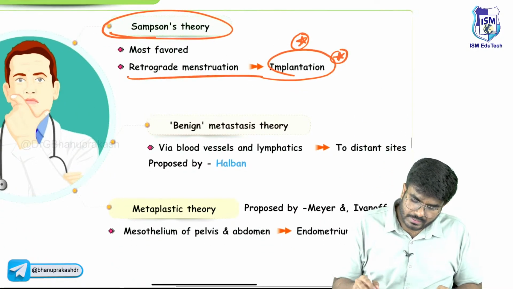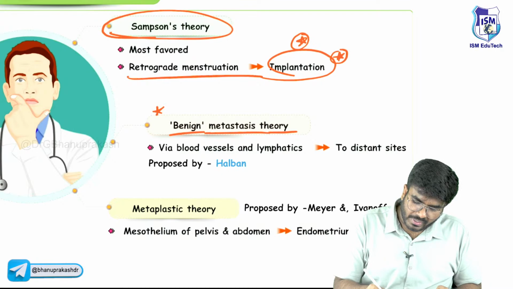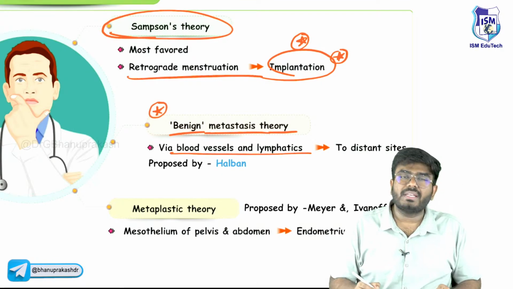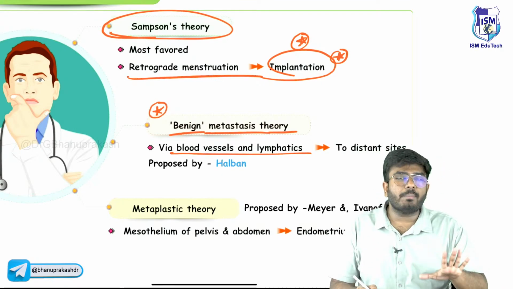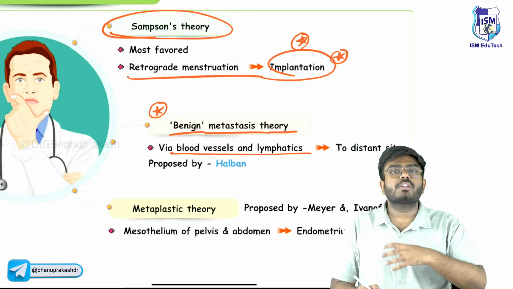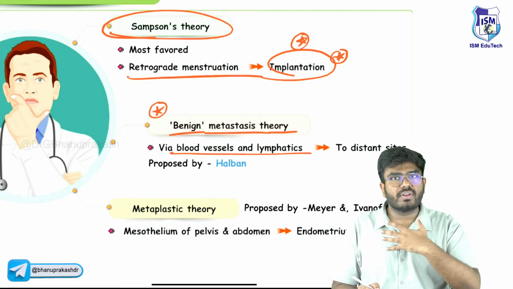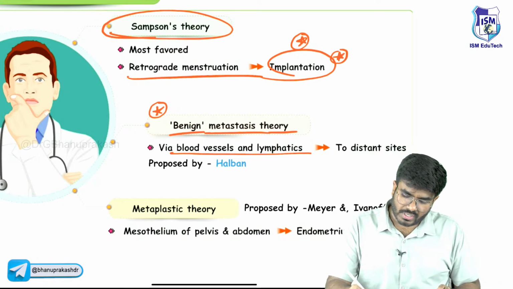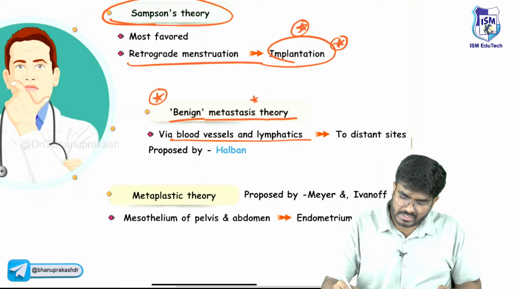The second theory is the metastasis theory, the benign metastasis theory, which means these endometrial cells, somehow via the blood and lymphatics, are showing metastasis. It means they are going into different parts of the body, and there they are growing. This is called the metastasis theory: distant metastasis.